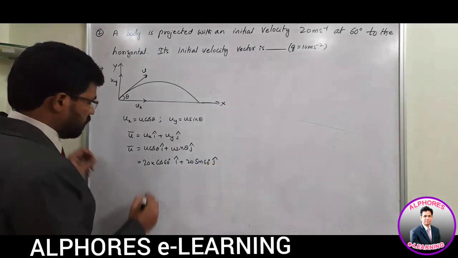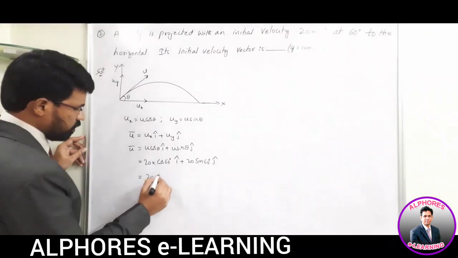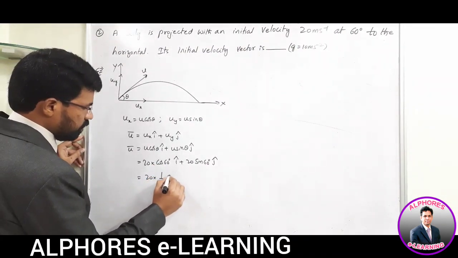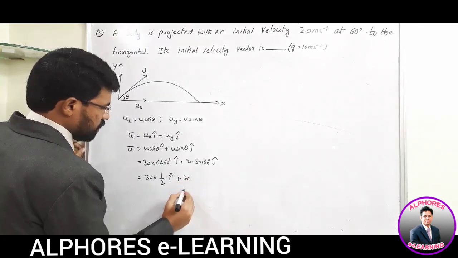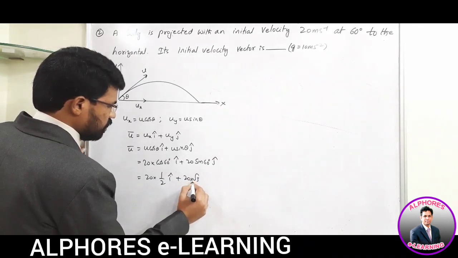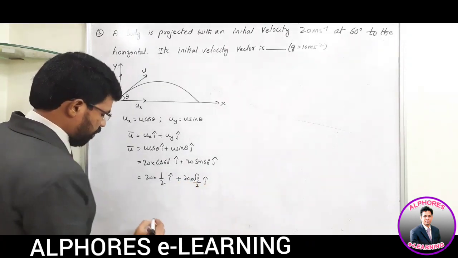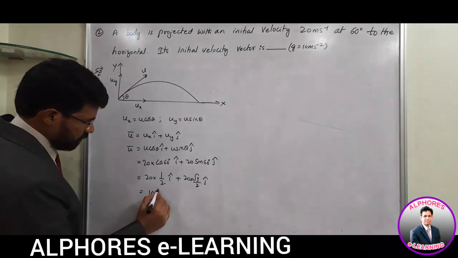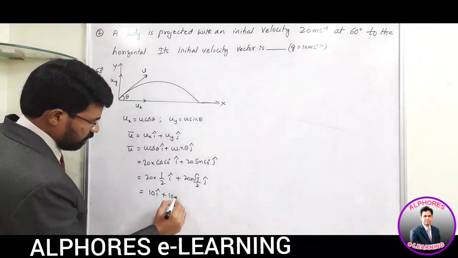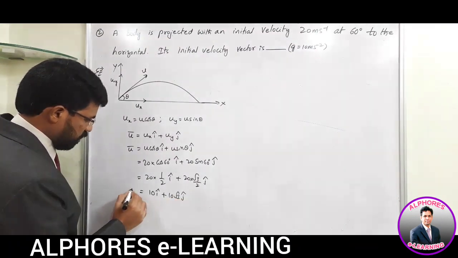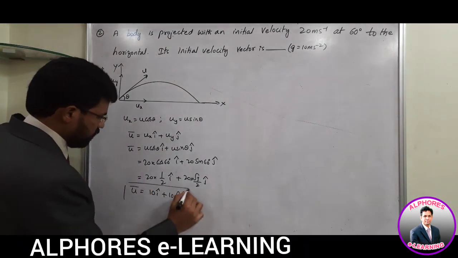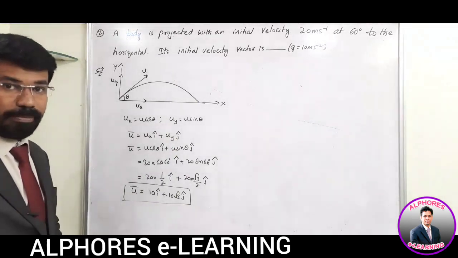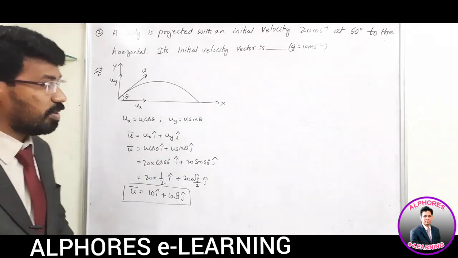So that's how you can write the vector form. Now let us simplify this. Cos 60 is 1 by 2 into i cap plus 20 into sine 60, which is root 3 by 2 into j cap, isn't it? So finally what did you get? 10 i cap plus 10 root 3 into j cap. So this is what the initial velocity vector is. That's how you can find out the vector form of initial velocity.